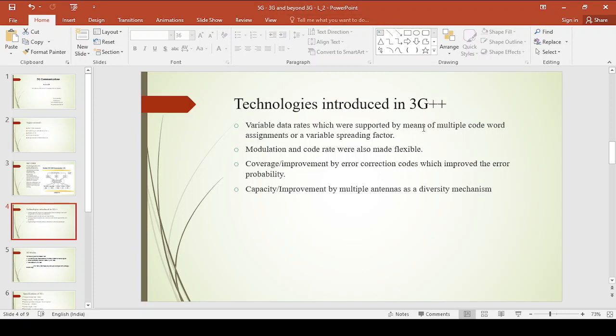Now this was the technology: multiple code word assignments or the variable spreading factor. This was the technology introduced in 3G++ in order to support a variable data rate.